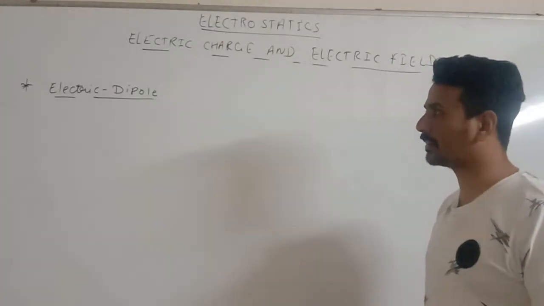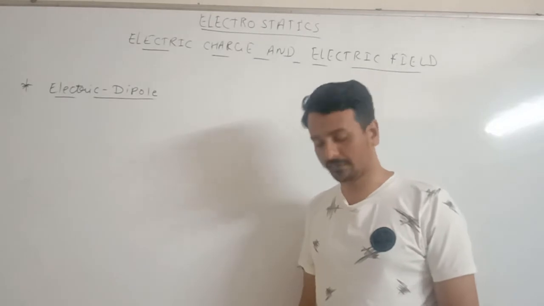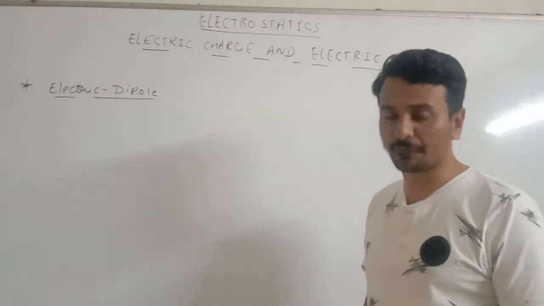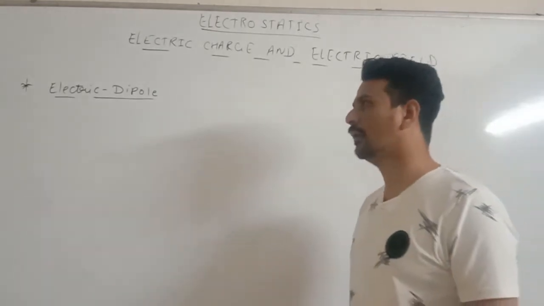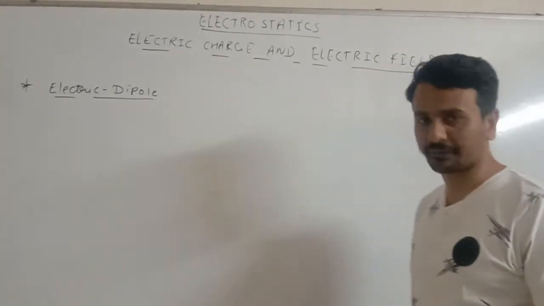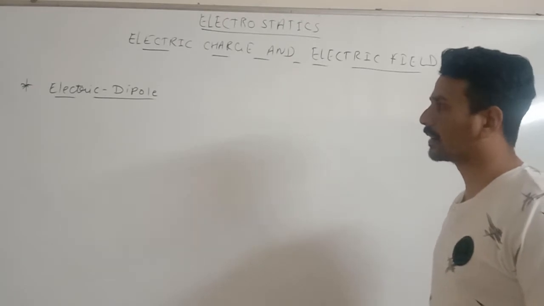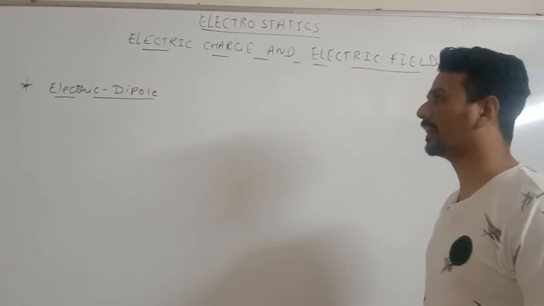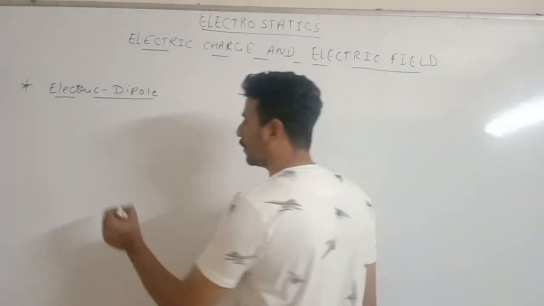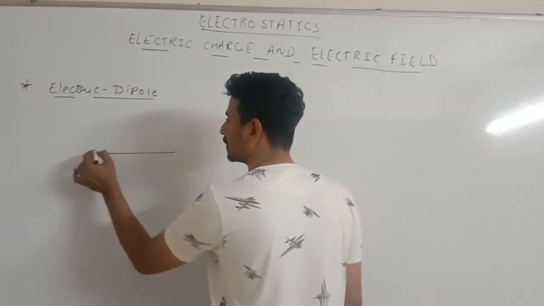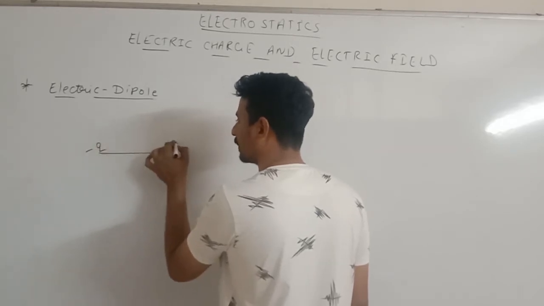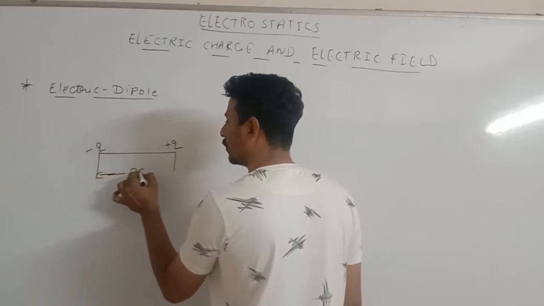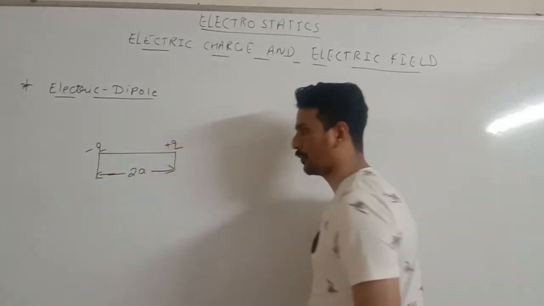In this topic we'll discuss what is electric dipole, what is the unit of electric dipole, and how to calculate electric field because of a dipole, and also we'll solve sums based on electric dipole. Okay, di means two, electric means charge. So it is basically a system of two charges, equal and opposite, separated by some finite distance 2a. This is known as electric dipole.